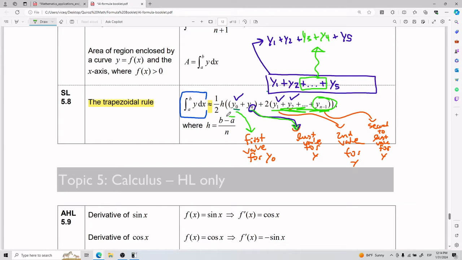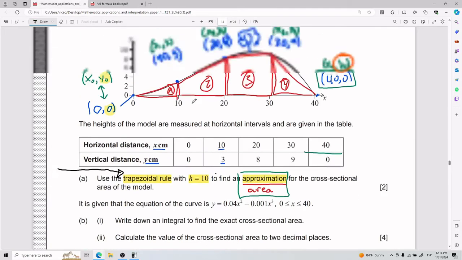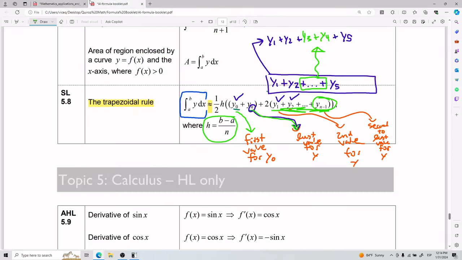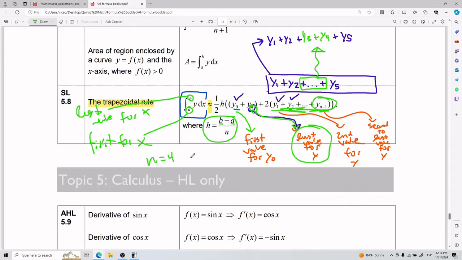See? And no, I didn't explain what h is because in this exercise, they give us h. Okay? How do you find h? Well, notice how it's b minus a. Well, a is going to be your first value for x, and b is going to be your last value for x, okay? And n is, well, if n is the last value for y, so in this case, we would have n equals 4, see?